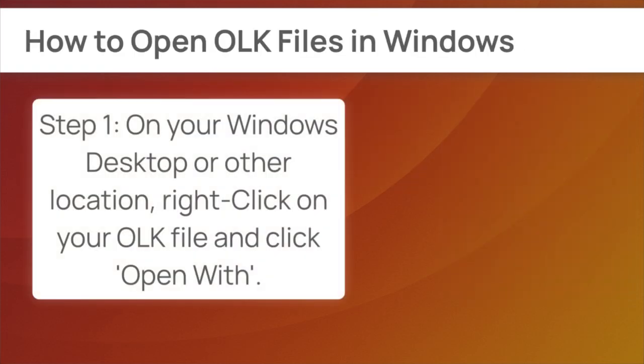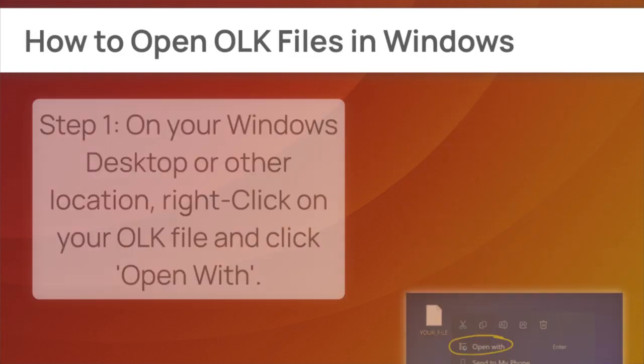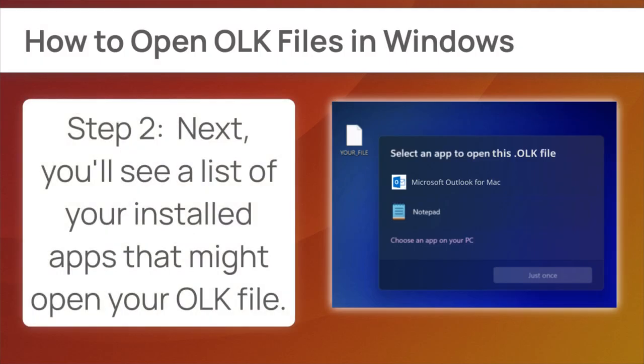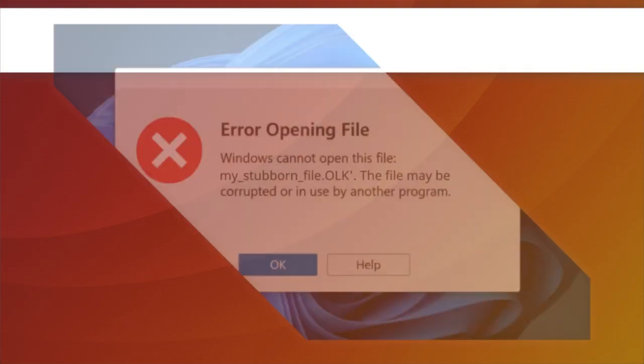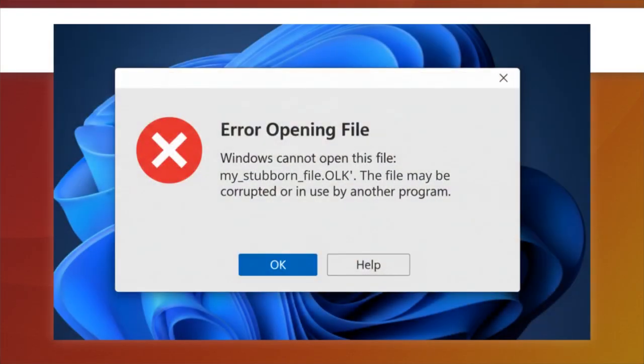Your primary action: right-click the OLK file and select Open With. If Microsoft Outlook for Mac is installed, use it. If not, choose another program. Continue testing until the OLK file opens successfully. If you cannot access the OLK file, no problem.